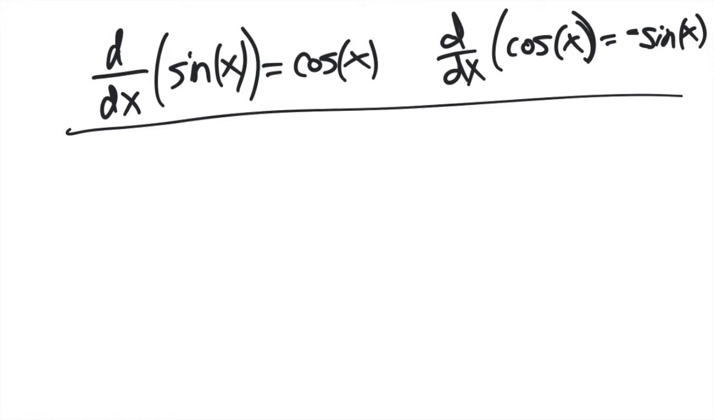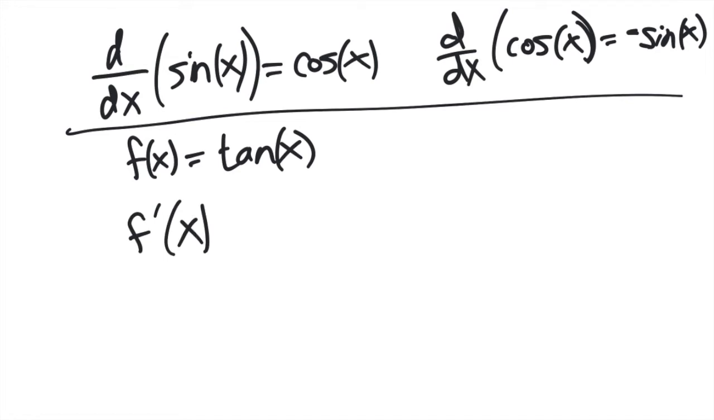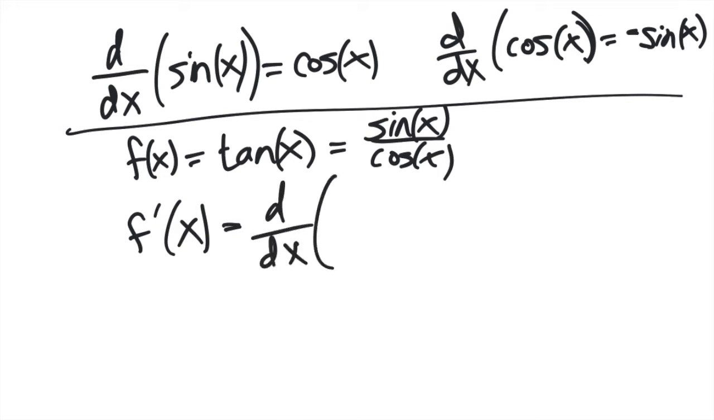So let's look at if f of x is equal to, we usually go to the tangent next, so let's go to the tangent. How could we figure out the derivative of the tangent function? Let's rewrite the tangent as the sine over cosine. So let's rewrite the tangent of x as the sine of x divided by the cosine of x. So what you're finding by finding the derivative is actually d over dx of sine of x over cosine of x. And we need a quotient rule there.